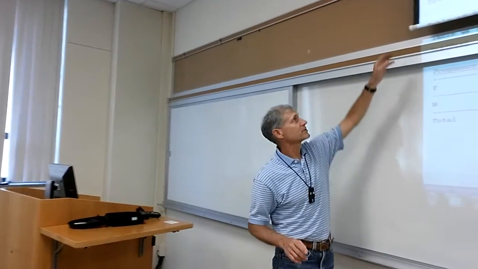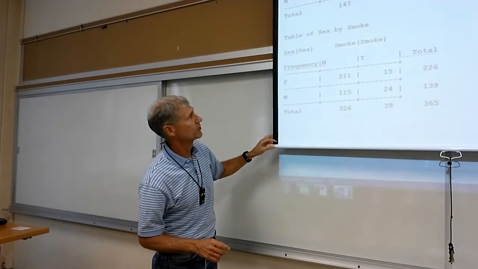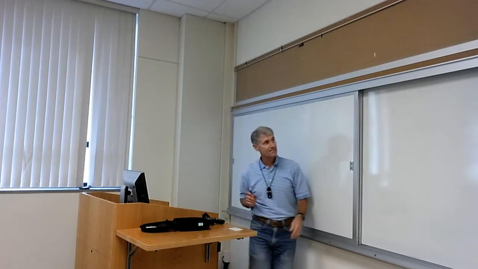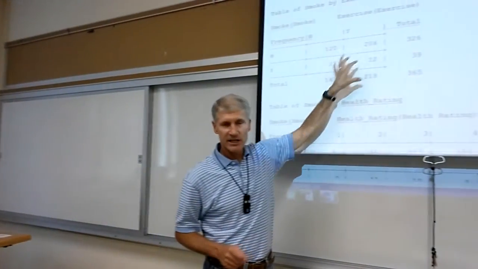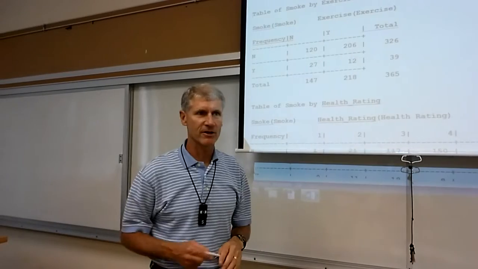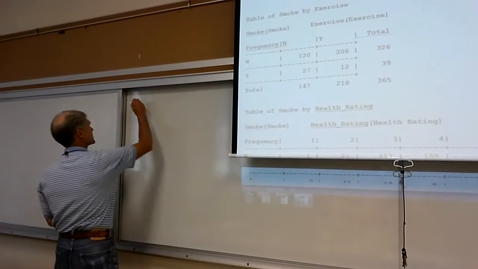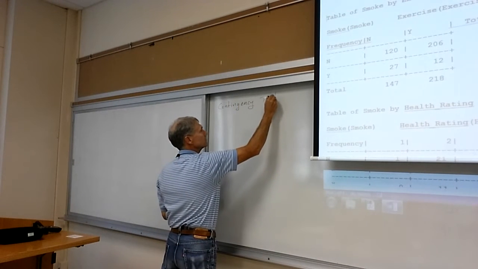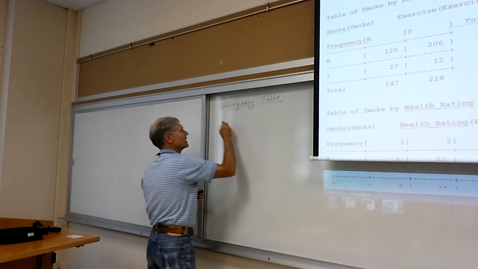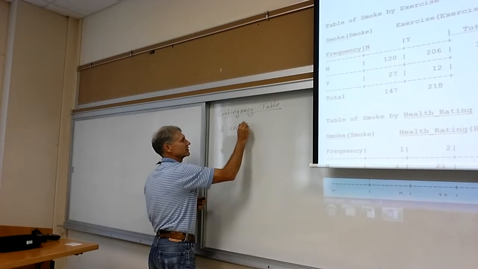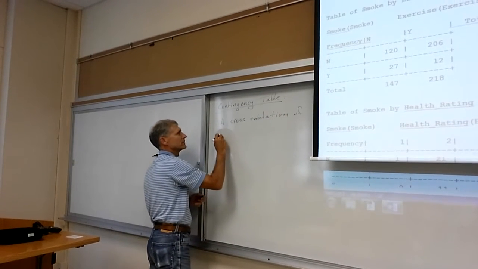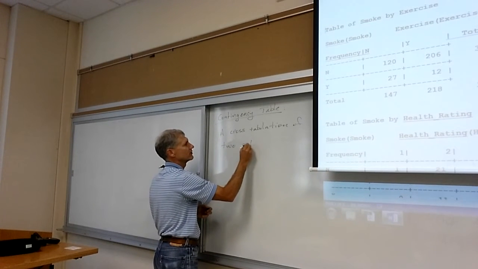I want to work some problems based on contingency tables. I made a few contingency tables from analyzing the data that you guys sent in. So we're going to start with this one, which is a contingency table. I'm not sure if you've had that term in here yet or not, but a contingency table is what we call a cross tabulation of two categorical variables.